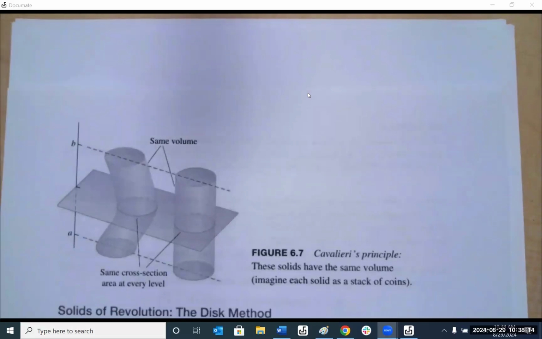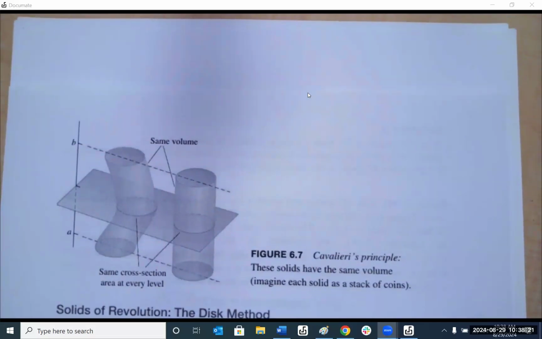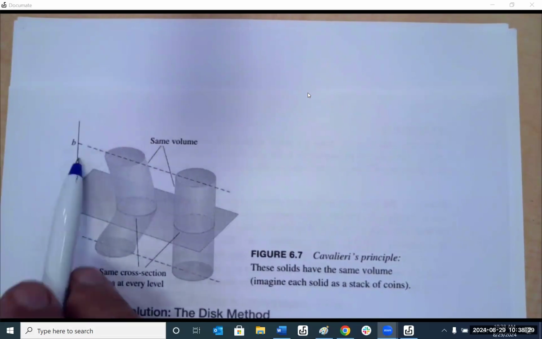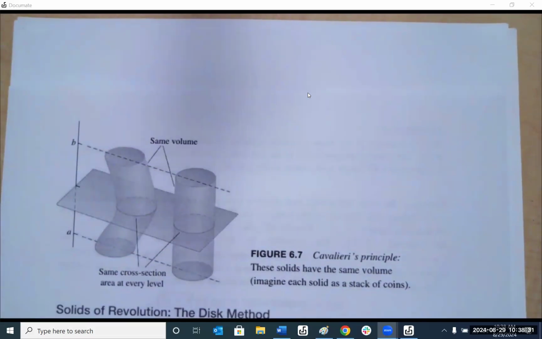So in English, what does that mean? It means this. If these two objects have the same cross-section, that means then they're going to have the same volume because they're taken with respect to the same A and B. We're taking the interval from A to B, and it doesn't matter the shape of it. They're going to have the same volume.